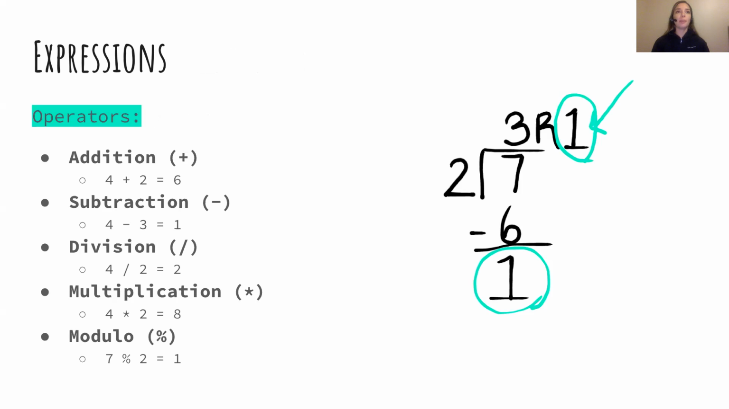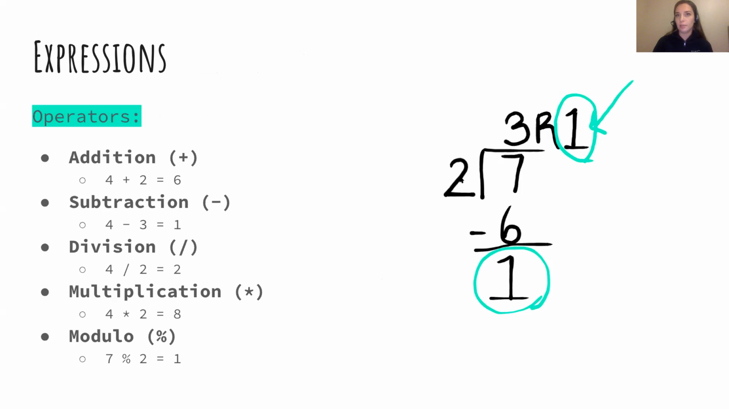Java supports mathematical operations, so you can add, subtract, divide, multiply, and get the modulo of numbers in your Java program. If you're unfamiliar with what modulo is, it's really just getting the remainder of a division. So 7 modulo 2 is really like saying, hey, if I divide 7 by 2, what would be my remainder? So over here is an example.